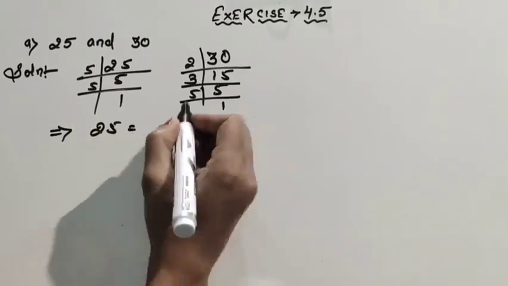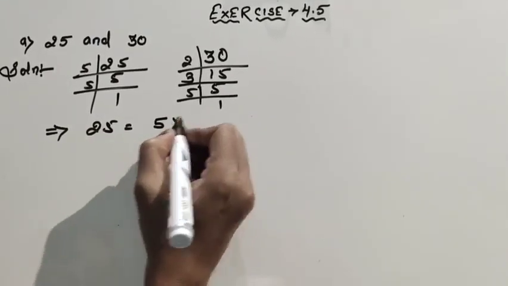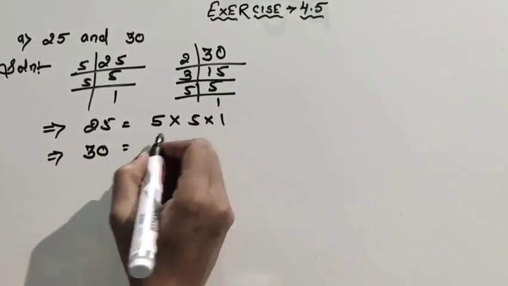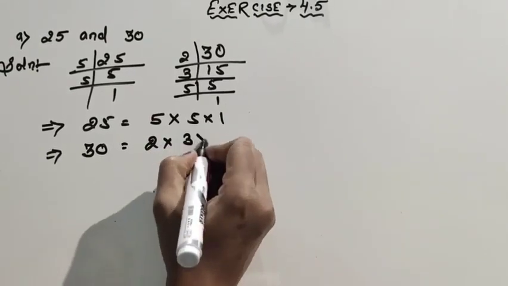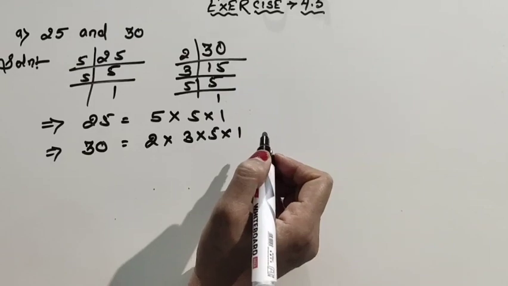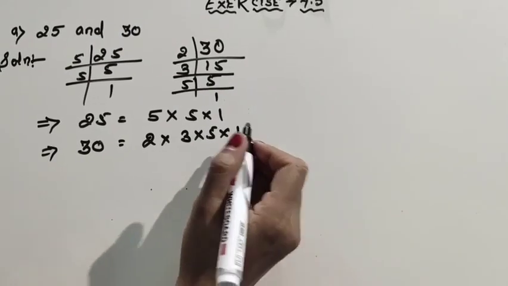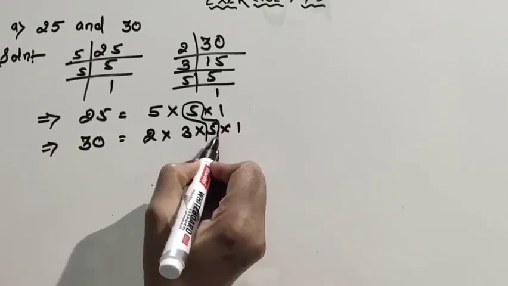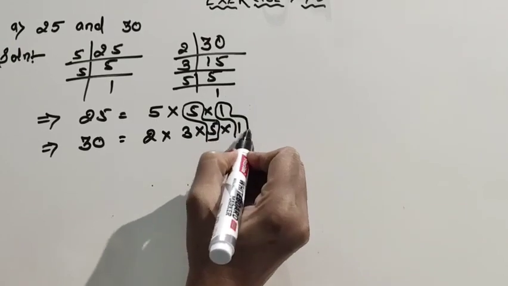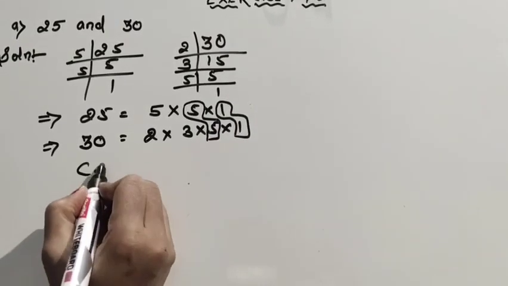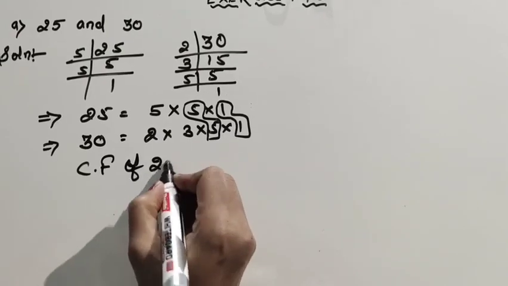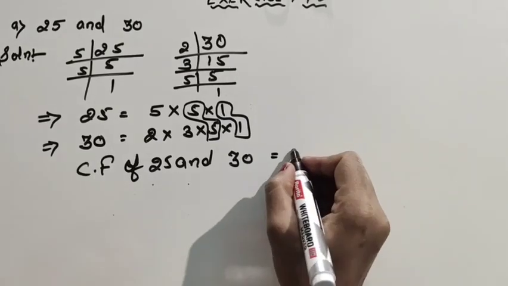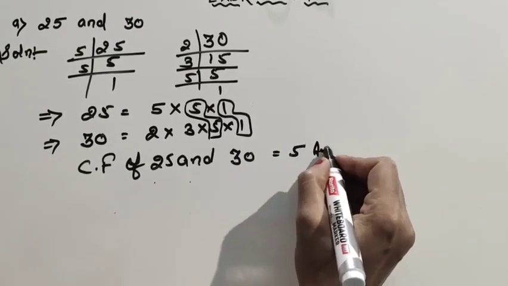25: 5 multiply with 5 multiply with 1. Next is 30: 2 multiply with 3 multiply with 5 multiply with 1. What we will do? We will find the common factor. So the common factor is 5, okay, and 1. So you have to write, common factor of 25 and 30 is 5. Okay, this is your correct answer.